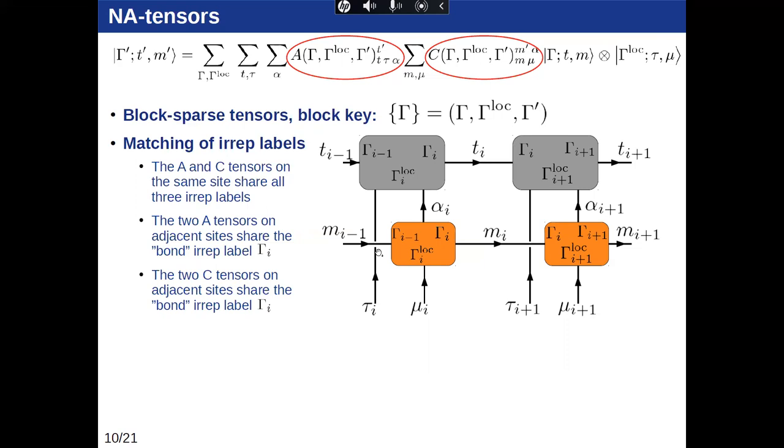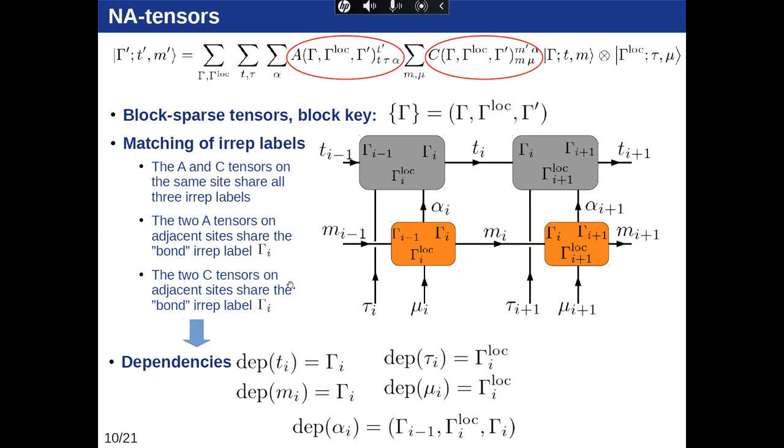And now, we realize that we can create a structure where this matching is a result of a rule that is defined for these objects. So we define dependencies of the legs. So for example, if I have this TI leg, it means that I index the multiplets within the representation gamma I, and then I call the dependency of TI this gamma I index. Again, if I have the internal index MI, the dependency of MI is again gamma I. Okay, the dependency of the local multiplet index and the local internal index is the local gamma I local.